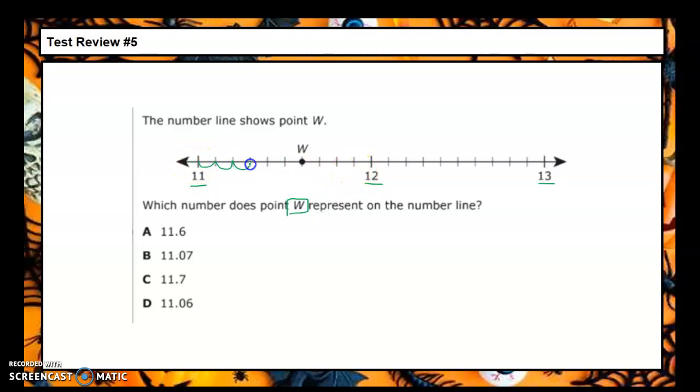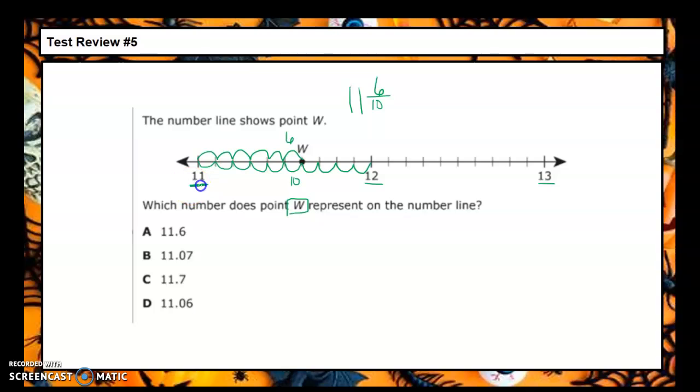1, 2, 3, 4, 5, 6, 7, 8, 9, 10. So that tells me I'm at 11 for my whole number and something tenths. So then I'm going to jump just to the W on top. 1, 2, 3, 4, 5, 6 out of 10. Okay, so I made 6 jumps out of 10 total jumps across.